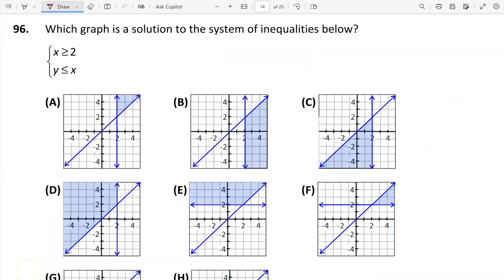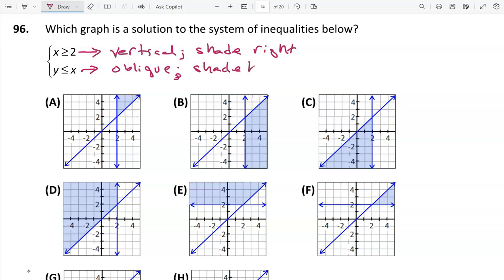In 96, we are picking the graph that is the solution to the system of inequalities. X is greater than or equal to 2 has a boundary line that is x equals 2, which is a vertical line, and the greater values are going to be found on the right side. Greater values of x are found on the right. And then y is equal to x is an oblique line, not vertical, not horizontal. And y is less than or equal to x means that we would shade below that one.